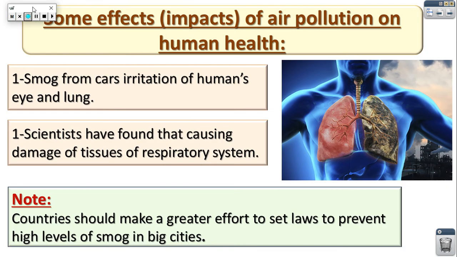Some effects of the air pollution on the human health. What are the bad effects of the air pollution on the human health? Smoke from cars or burning the fossil fuel makes irritation of the human's eyes and lungs. Also air pollution makes damage to the tissues in the respiratory system of the human. So countries should make a great effort to make laws to prevent high levels of smoke in the big cities by reducing the use or burning of the fossil fuel.